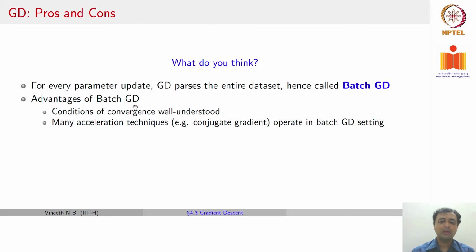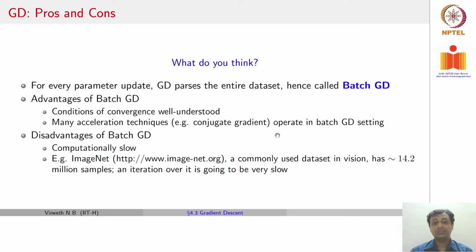The advantage of batch gradient descent is that, theoretically speaking, from an optimization standpoint, the conditions of convergence are well understood, and many acceleration techniques and improvements from an optimization perspective, such as conjugate gradient, operate very well in the batch gradient descent setting. Once again, it's called batch gradient descent because you're waiting for the entire batch of data points to get completed, take all of these gradients, average them, and then make an update.